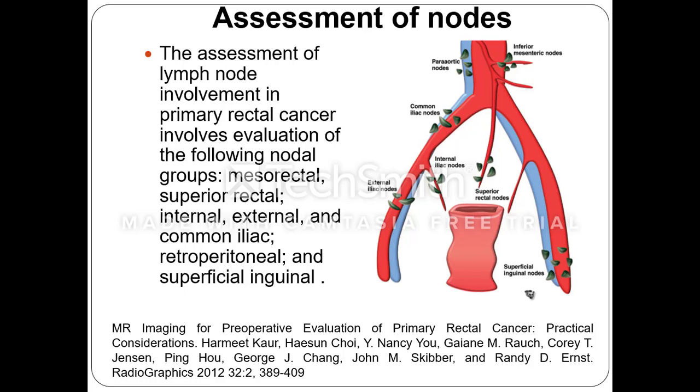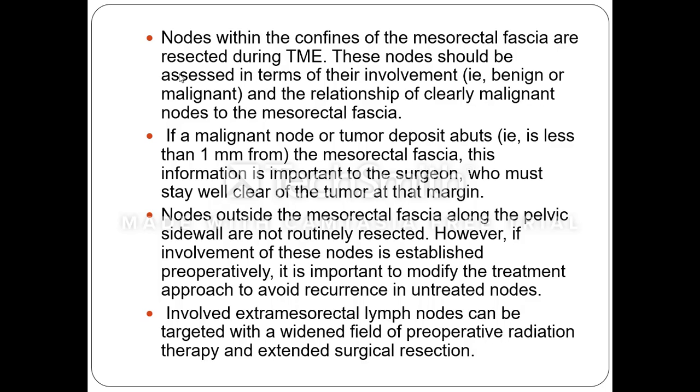Assessment of lymph nodes. Evaluation of the superior rectal, mesorectal, internal, external, and common iliac, retroperitoneal, and superficial inguinal lymph node groups is important in case of rectal carcinomas. Nodes within the confines of mesorectal fascia are resected during total mesorectal excision. These nodes should be assessed in terms of their involvement, whether they look benign or malignant, and the relationship of clearly malignant lymph nodes to the mesorectal fascia should also be mentioned in the report.